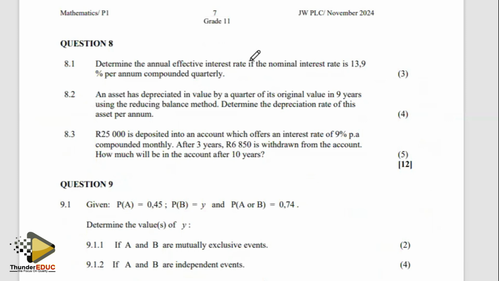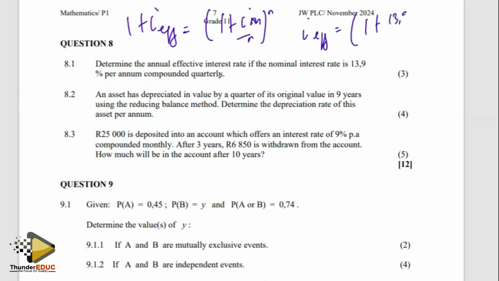All right, then 8.1, they're telling us to determine the annual effective interest rate. So what we do is say 1 plus I effective is equal to 1 plus the I nominal over n per exponent n. Then substitute, means I effective is going to be 1 plus 13.9% quarterly to the exponent of 4 minus 1. Since we're looking for I, we have to multiply by 100. So I have 14.64% when I punch that.